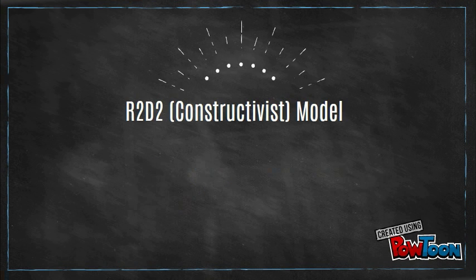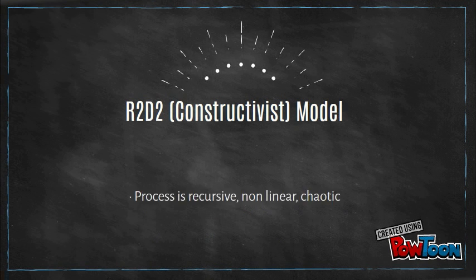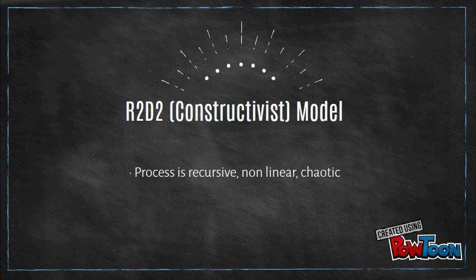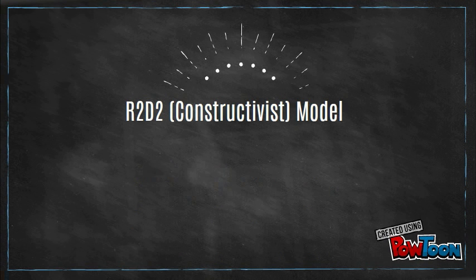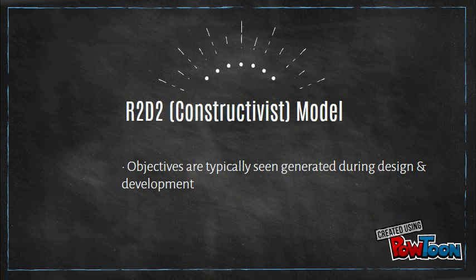Now let's look at how the constructivist R2D2 model may differ in these same principles. First, the process is recursive, nonlinear, and I've even seen it referred to as chaotic. Planning is reflective and collaborative in nature. The objectives are typically generated during the design and development phase. And finally, the goal is personal understanding.